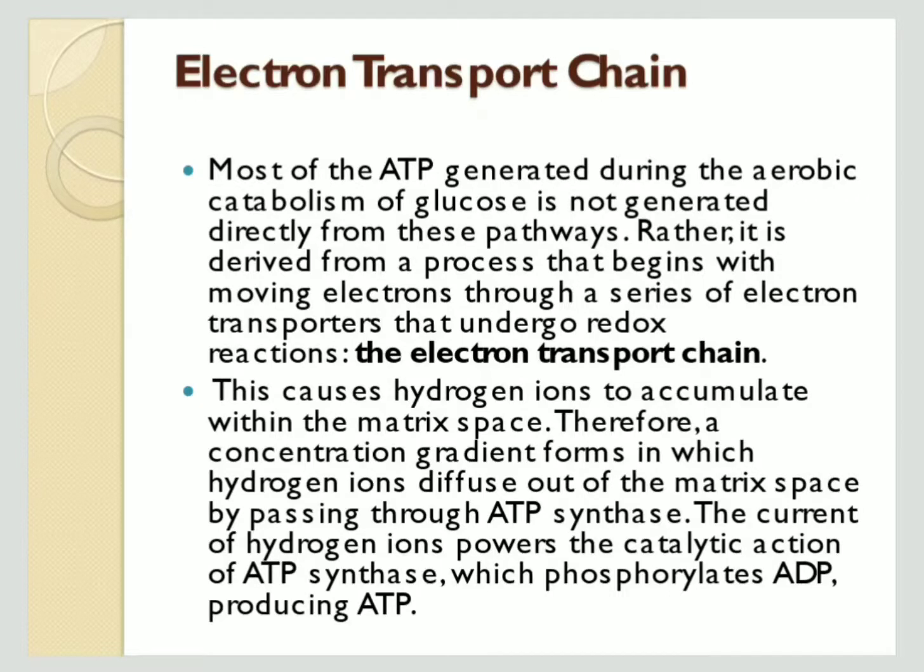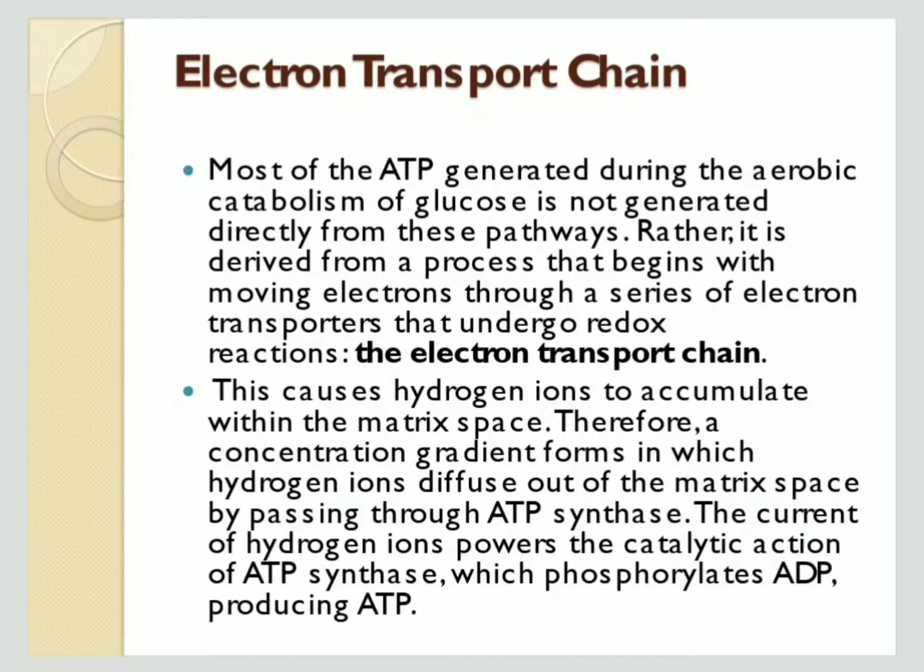This causes hydrogen ions to accumulate in the matrix space. Therefore a concentration gradient forms, in which hydrogen ions diffuse out of the matrix by passing through ATP synthetase, and they will synthesize the ATP. They will produce the energy by the catalytic action of this ATP synthetase enzyme, which phosphorylates ADP into ATP.